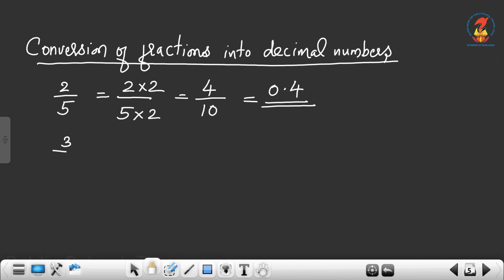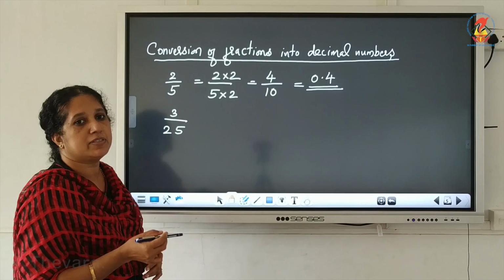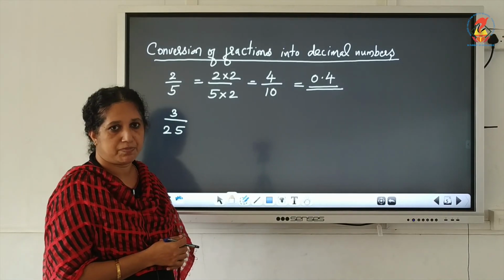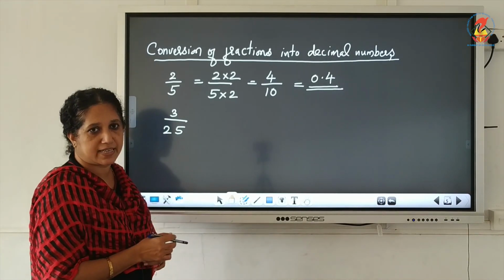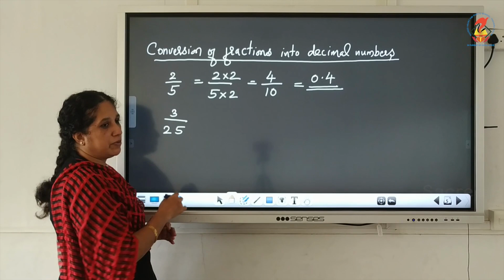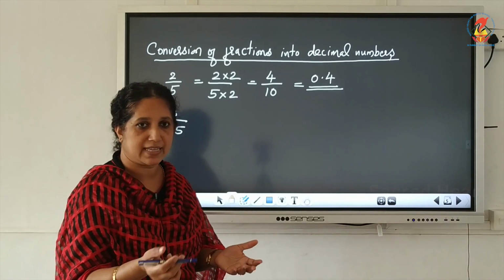Next, 3 by 25. So find the decimal form. First of all, what do you have to do? Convert it into a decimal fraction. So you have to make the denominator either 10, 100, 1000, etc.